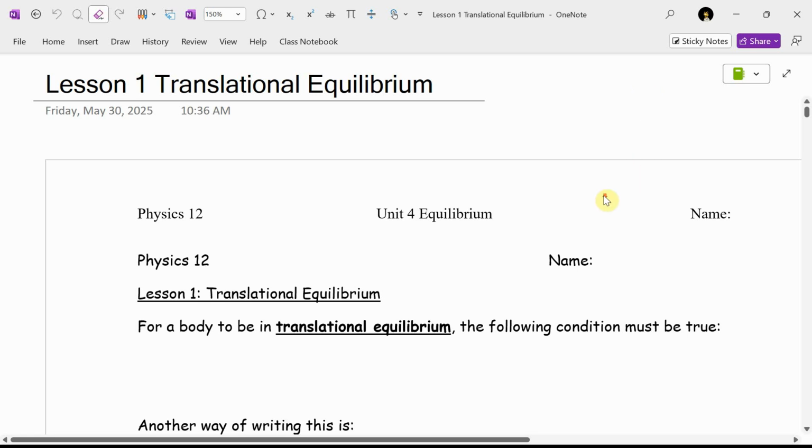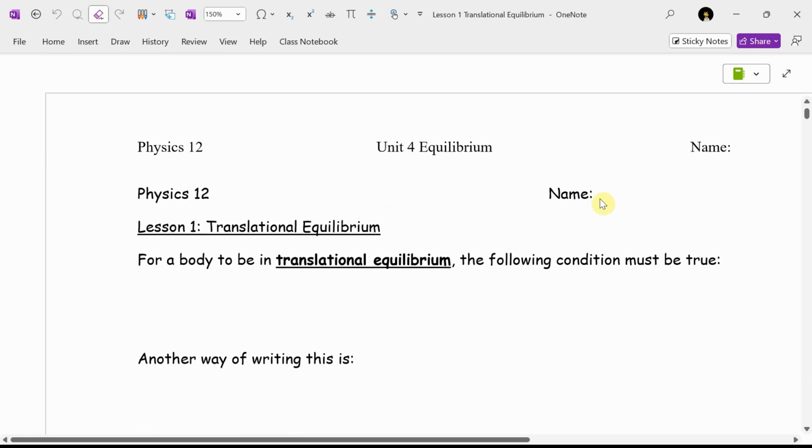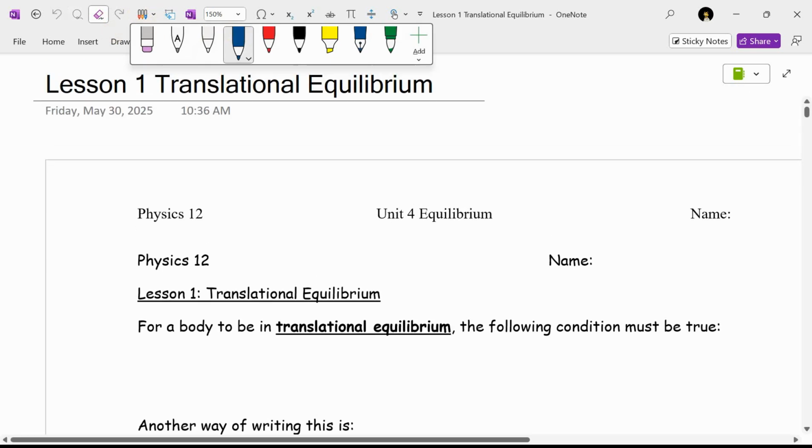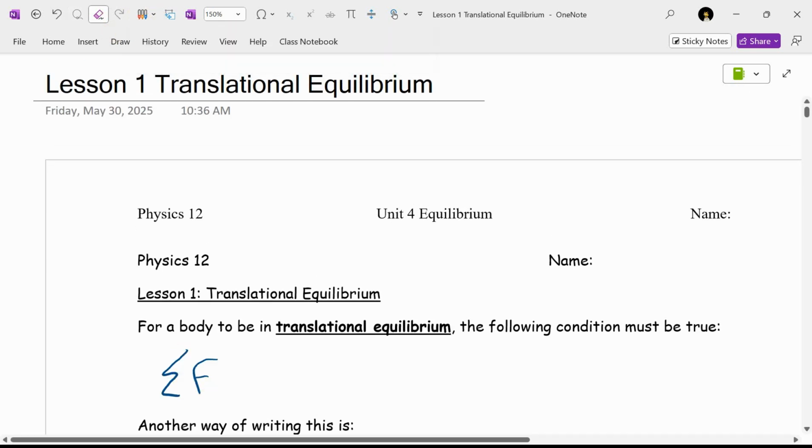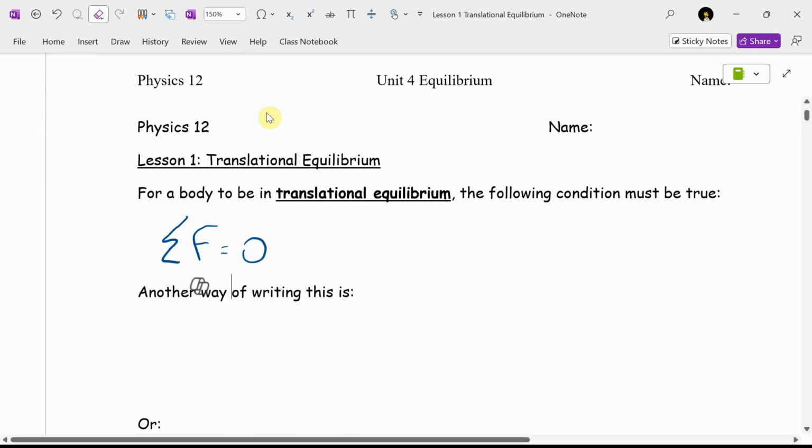Talk about what's called translational equilibrium. For an object to be in translational equilibrium, the following condition has to be true. The sum of all the forces has to be zero. If all the forces add up to zero, what's your acceleration exactly as a number? Okay? We're going to try and dive into that concept a little bit more.